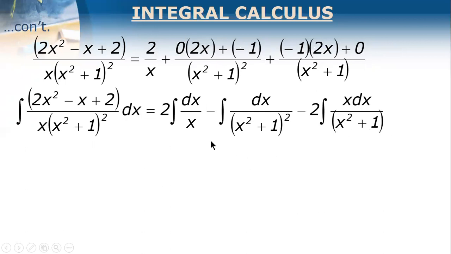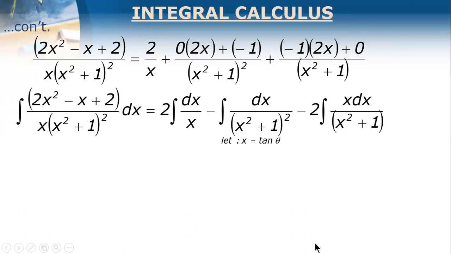Okay, let's try to investigate. First term, it's simply ln x. Second term, if you have x squared plus 1, think of inverse function. Because if you use 1 as x squared plus 1, we don't have x in the numerator. So therefore, use inverse function or trigonometric functions, depending on you. For the third term, it's simply change of variable. U is x squared plus 1, du is 2x dx.